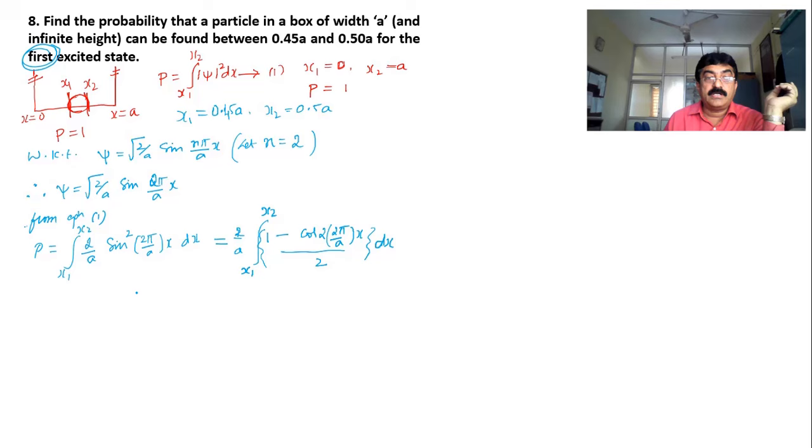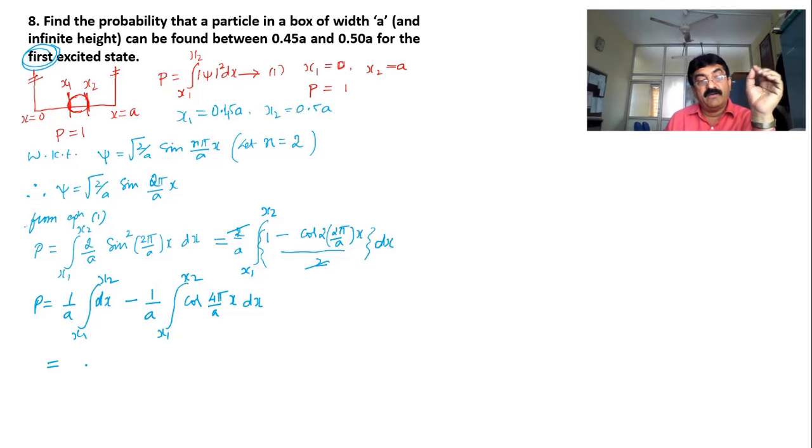Okay, well, substitute and simplify. P is equal to, I cancel this 2 and 2, and I am left with 1 by a integral of 1 into dx, minus again 1 by a, I am splitting this 1 minus cos 2 theta, integral of cos of 2 into 2 pi, meaning 4 pi by a x into dx. Between the limits, here also x1 and x2, there also it is x1 and x2. Okay, you know how to simplify. Please try on your own. Meanwhile, I will also do. Later on you can compare with this.